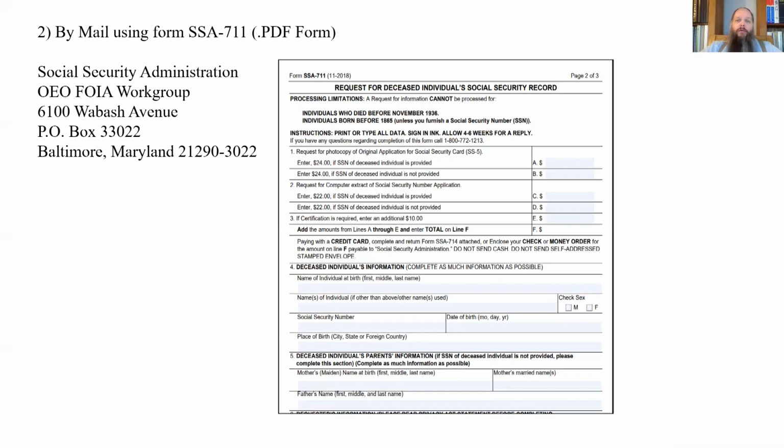how to fill it out, print it, and then mail it through the post office to the Social Security Administration. It's mailed directly to 6100 Wabash Avenue in downtown Baltimore, Maryland, where the headquarters for the administration is housed. Now, once you've filled out the form, you'll probably want to have an understanding of what the cost is associated with obtaining these copies.